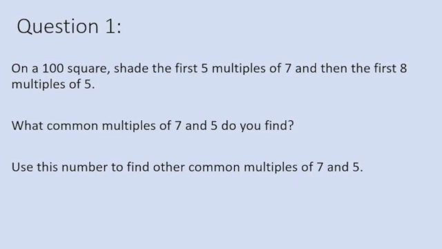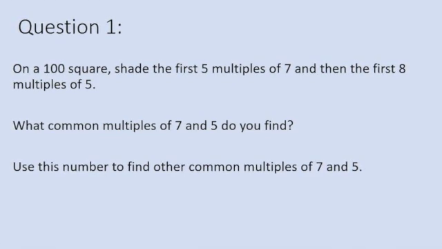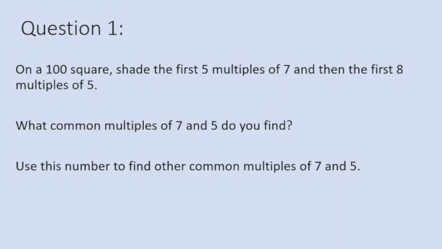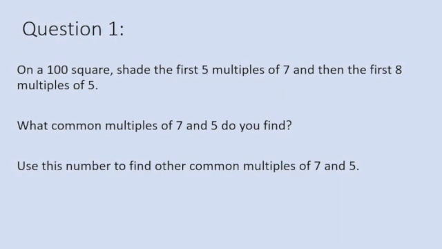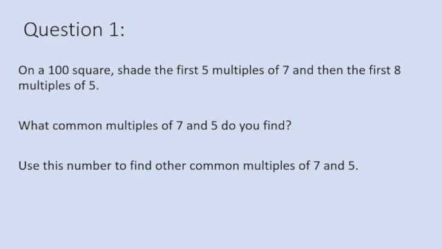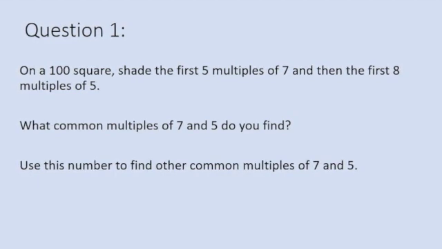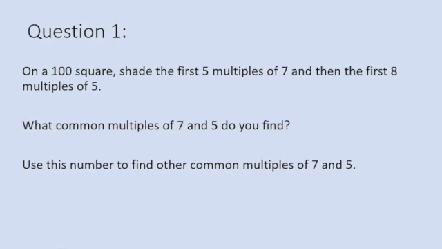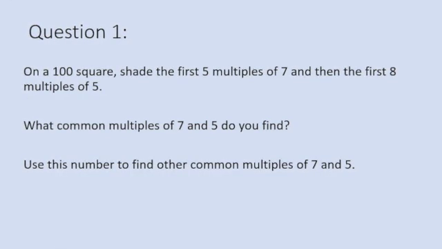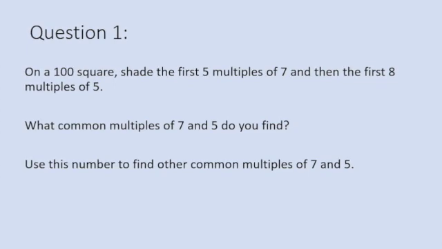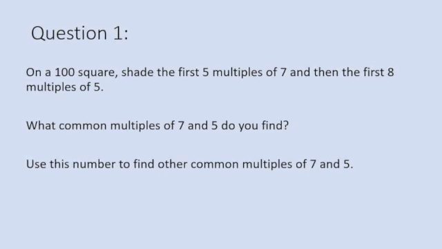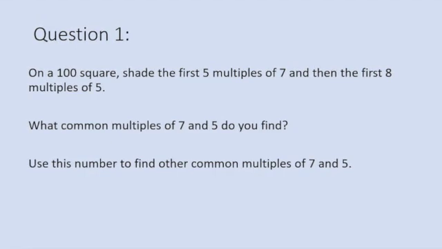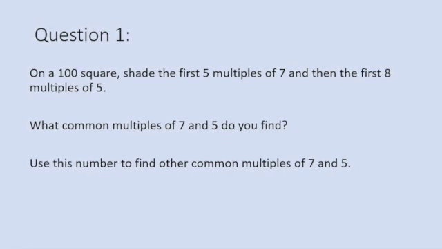When you've done that, have a look at the squares that you've shaded. What common multiples of 7 and 5 can you find? So which numbers are appearing in both of those times tables? So once you've found one common multiple of 7 and 5, can you use that number to help you find other common multiples? So think back to the work that we did on our whiteboards yesterday. What other numbers will both 5 and 7 go into?